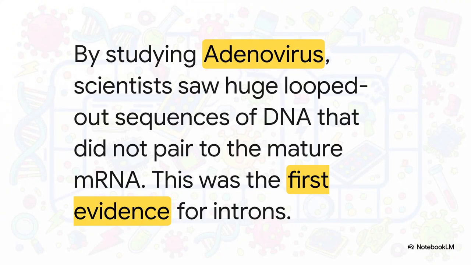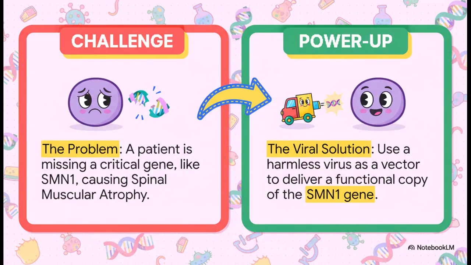Scientists were studying adenovirus, and when they tried to match its messenger RNA back to its DNA, it didn't line up perfectly. There were these big, loopy bits of DNA that had been cut out of the final message. That was one of the first major clues that led to the discovery of introns and splicing. A virus literally taught us about one of the most fundamental aspects of our own biology. And here's that idea in action today.